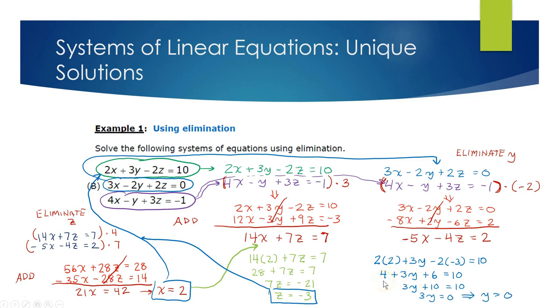So my solution would be that x equals 2, y equals 0, and z equals negative 3, which of course I could write the solution as an ordered triple, (2, 0, -3).